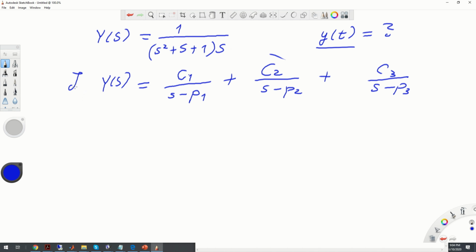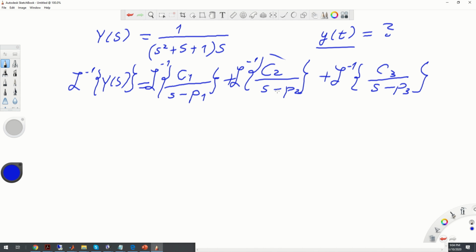And what is now the inverse transform of this expression? The inverse transform of this expression is the inverse transform of all the 3 terms, and then we just sum them up, right? So what is the Laplace inverse transform of c1 over s minus p1, for example?